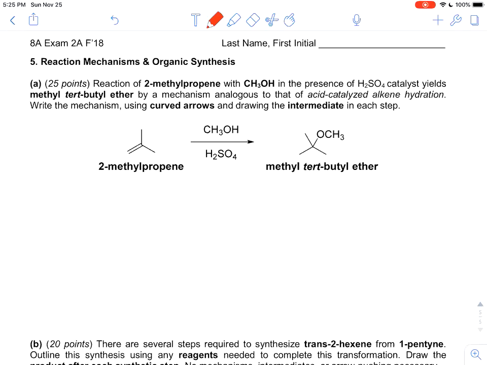We have, first of all, the reaction of 2-methylpropene with methanol in the presence of sulfuric acid catalyst, and it gives methyl tert-butyl ether. It's a mechanism analogous to acid-catalyzed hydration, which we covered to pretty good extent. And you're asked to write the mechanism, and that implies that you're using curved arrows, drawing the reaction intermediates at each step.